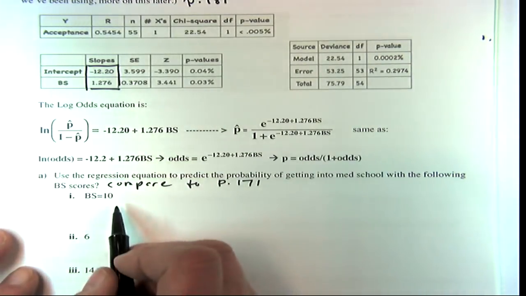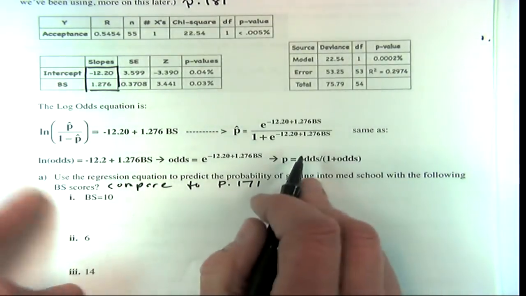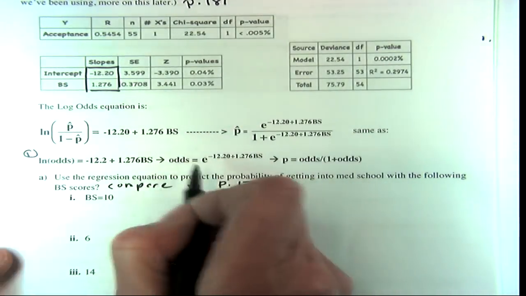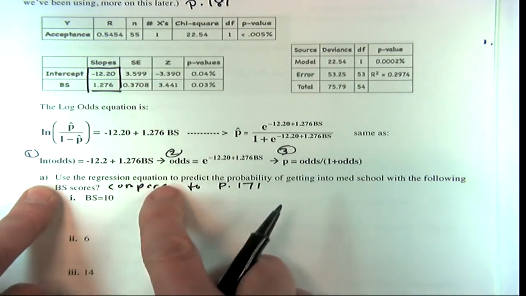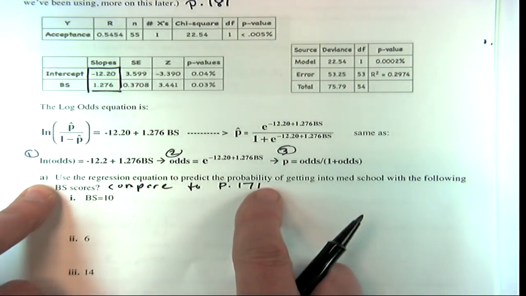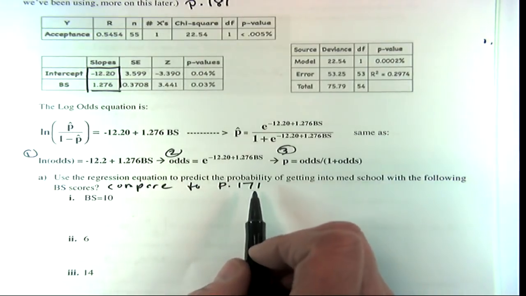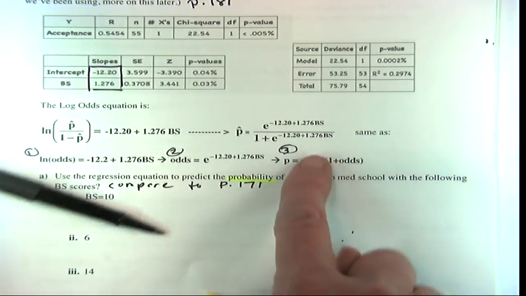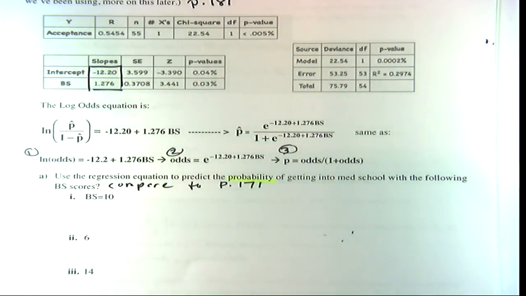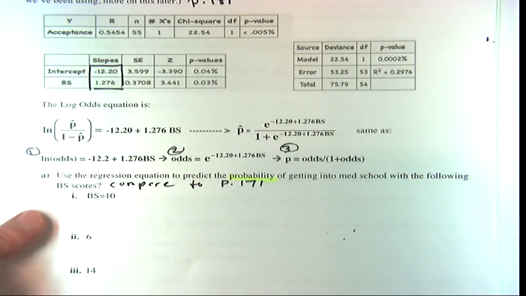Okay, so what are we going to do? So we're going to go through these 3 steps here. This is 1, and then 2, and then 3. So we want to use this regression equation in log odds to predict the probability of getting into med school. All right, so it'll be this 3-step process.